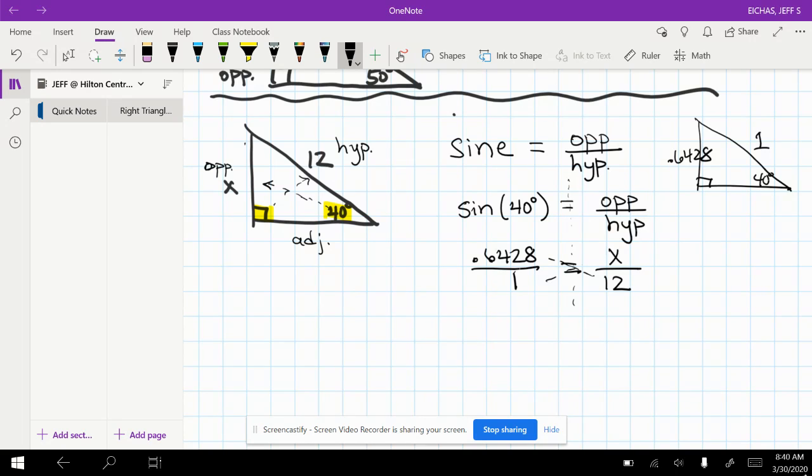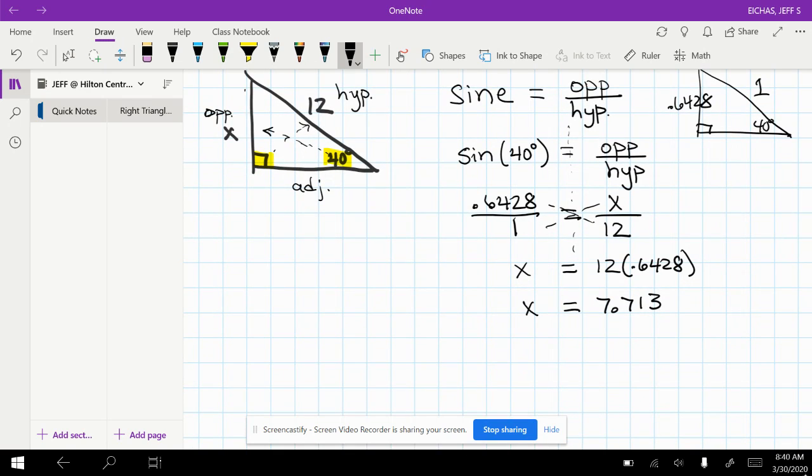Now, going to our algebra, we're going to cross multiply. 1 times x is x, and then whatever 12 times 0.6428 is. I rounded, but don't round until the very end. So there's more stuff in there. 7.713, and what we're going to do is round to the nearest tenth. Okay, so there's our answer.